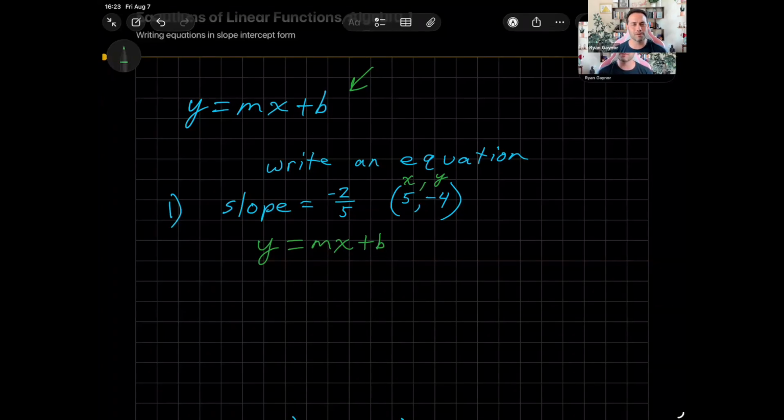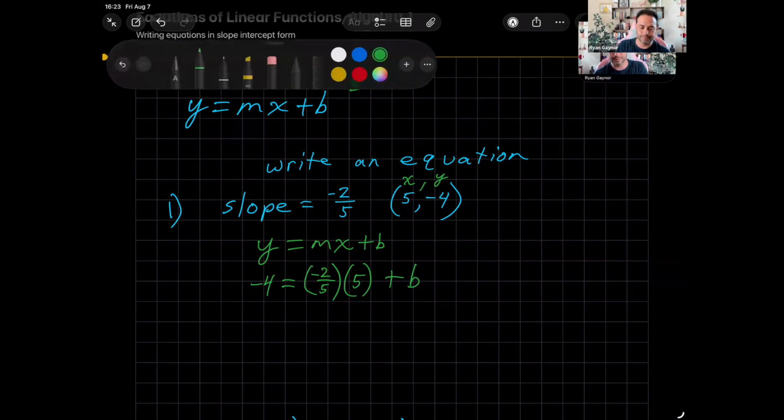Now this goes for any formula that you ever deal with, right? If you have the formula and you have multiple variables and then you know a few of those variables, you just plug everything in and you solve for the missing one. So here we go. We know that the y is -4. We know that the m, I'm going to use parentheses, is -2/5. We know the x is 5. And then we don't know the b, so I just write plus b. So now I solve.